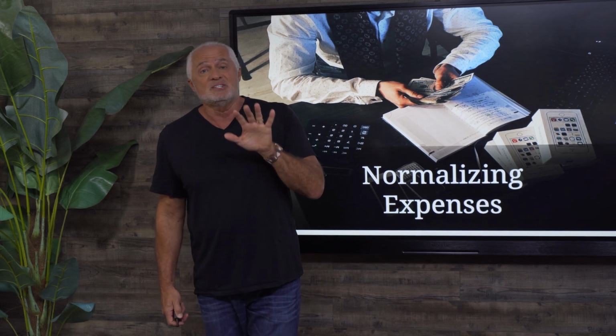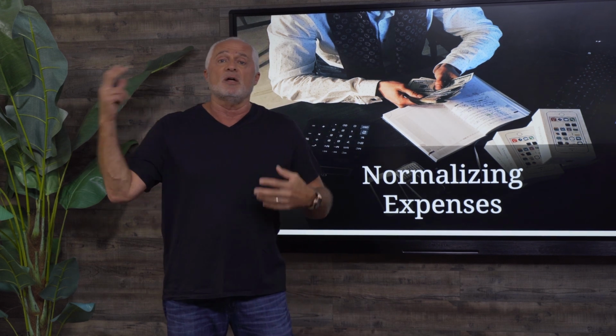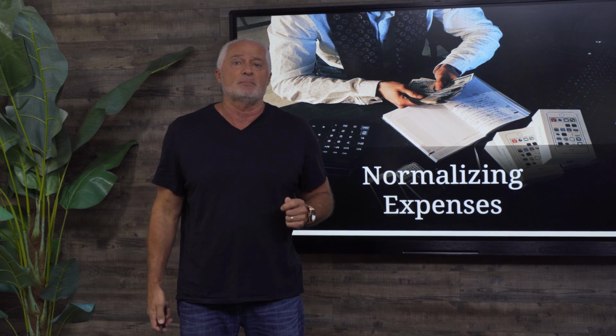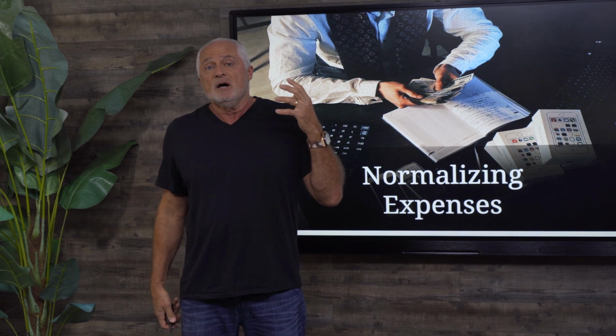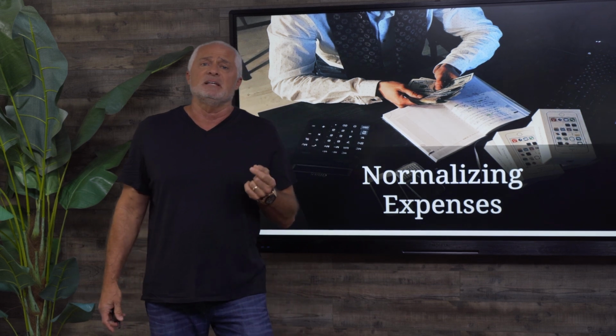So I'm going to show you today how you normalize your expenses. So what does this mean? Well, you're going to get a broker's offering memorandum. If you call on a broker and say, hey, send me information on that property, you'll get what's called an OM, a broker's offering memorandum, and it's going to have typically a T12, a trailing 12 months income and expenses.